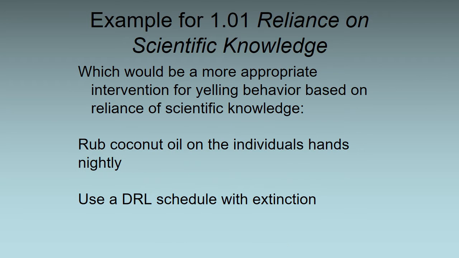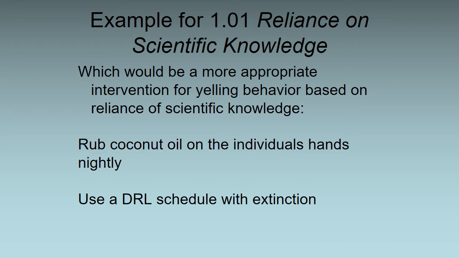Here's an example for reliance on scientific knowledge, 1.01 in the Ethics Code. Which would be a more appropriate intervention for yelling behavior, if we're going to base it on reliance on scientific knowledge? Should we rub coconut oil on the individual's hands nightly, or use a DRL schedule with extinction? Hopefully you picked out the DRL schedule with extinction option.